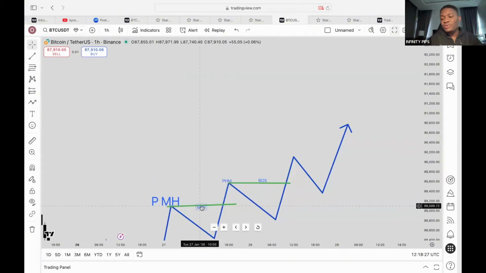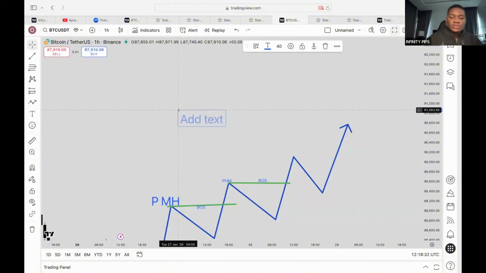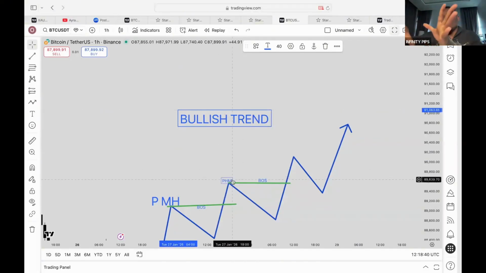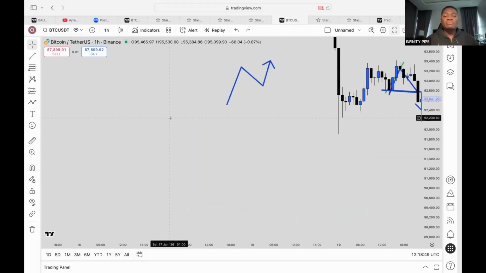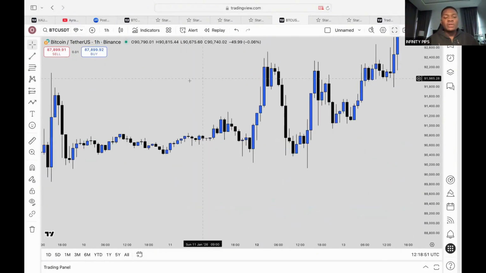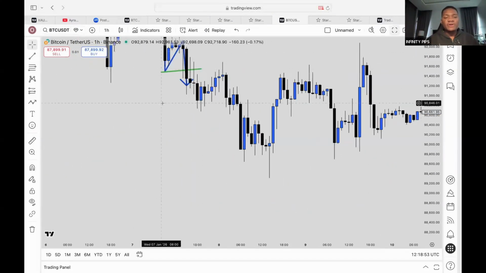Here we say it has created a BOS, if it's a bullish trend, right? If it is a bullish trend, we will say that yes, it has broken a previous major high and created a break of structure. If it was a bullish trend, we say previous major high, but if it is a bearish trend, we say previous major low. So here, what it did is previous major low.